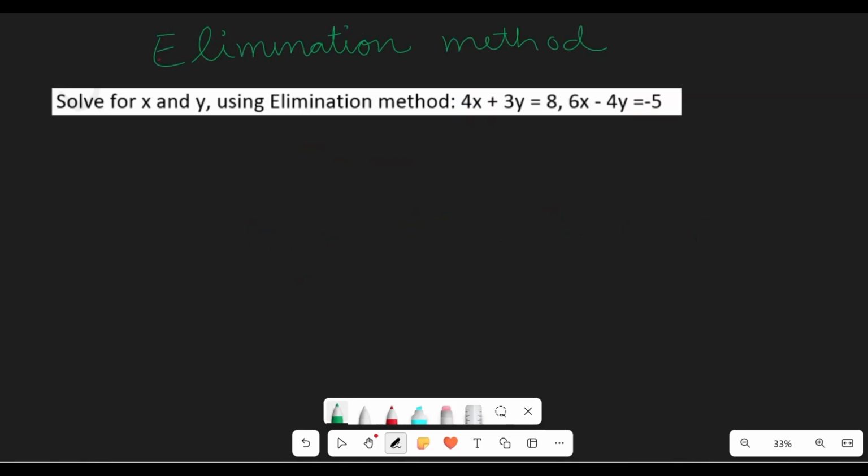Let's see the elimination method. Now here I have two equations where I have to eliminate one variable. As the name suggests, I will get the solution by eliminating one variable. To eliminate one variable, I will multiply both sides of both the equations in such a way that the coefficient of one of the variables becomes equal.